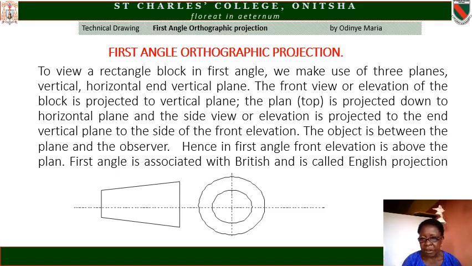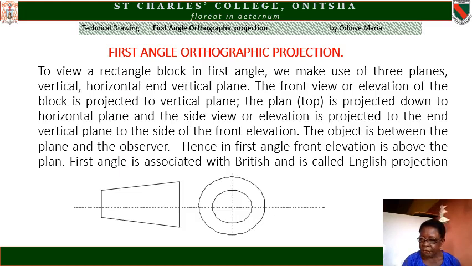The front view, or elevation as it is called, of the block is projected to the vertical plane. The plan, or the top, is projected down to the horizontal plane, and the side view or elevation is projected to the end vertical plane, to the side of the front elevation.